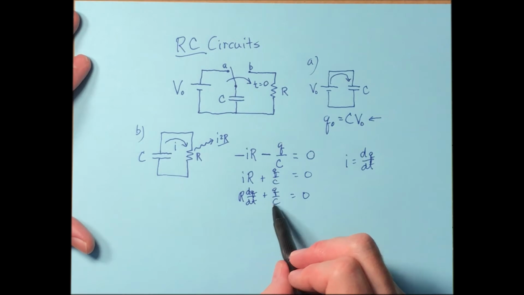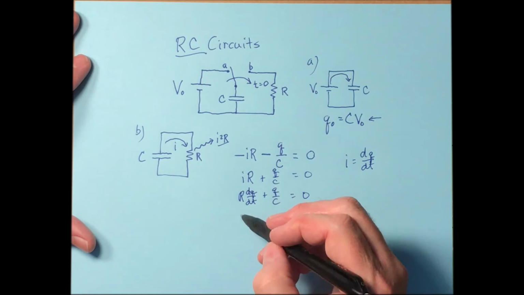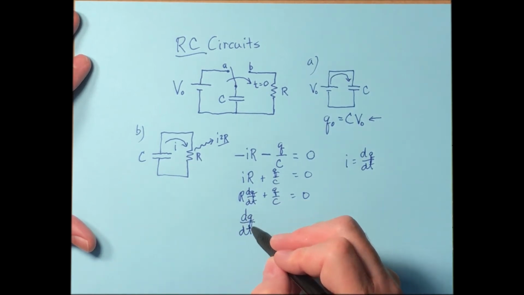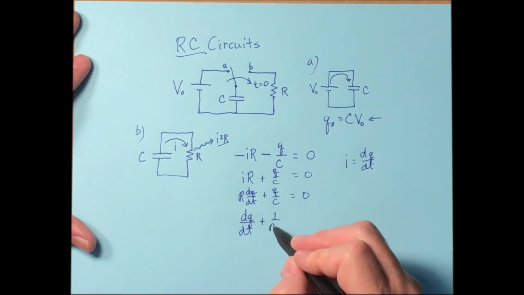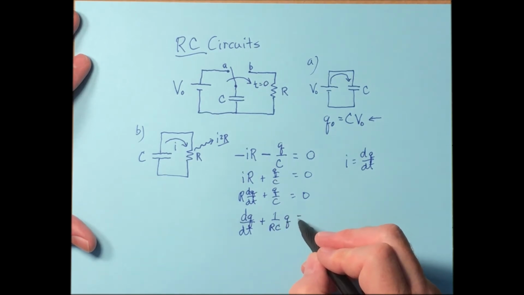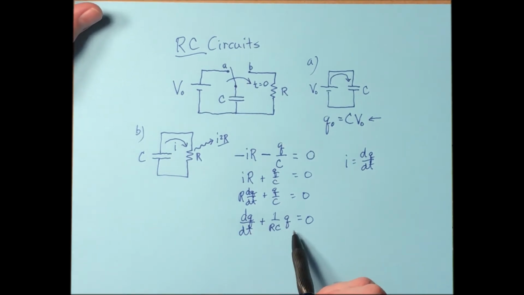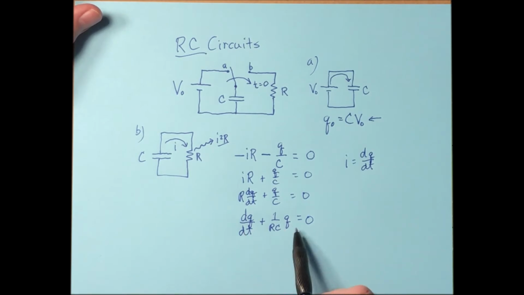Now I'm going to write this in what's called standard form. Standard form for this type of equation. This is a differential equation. You get rid of the coefficient in front of the first order term just by dividing both sides by R, plus 1 over RC times Q equals 0. Now, this is a differential equation. If you haven't had the differential equations class, don't worry. I'll show you how to solve this one. This one's probably one of the easiest type of differential equations to solve right here. And you'll see, if you've had calculus, it's pretty straightforward.